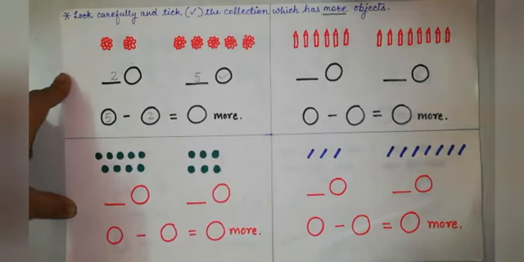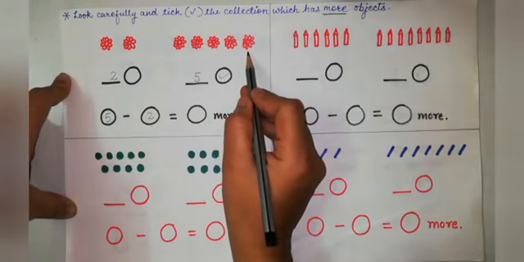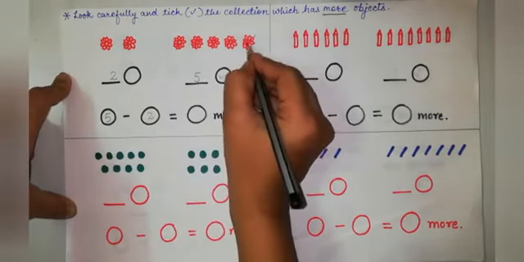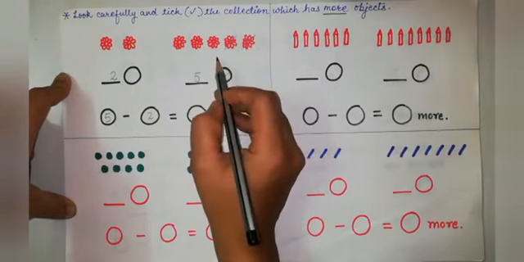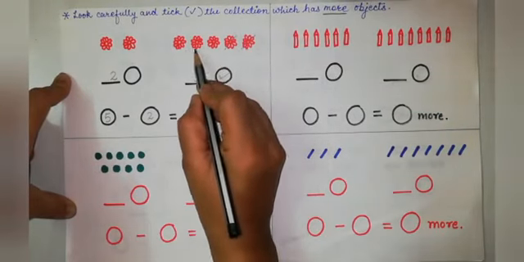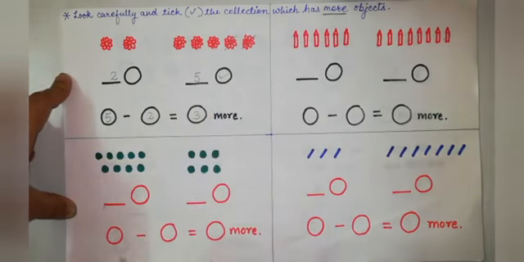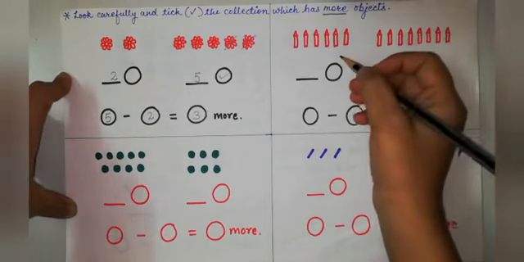Here children, you can use cross out method. So out of 5 flowers, how many flowers you will cross out? 2. 1 and 2. So how many left? 1, 2, 3. So what will be your answer? 3. Understood children? So let's try to solve next examples.